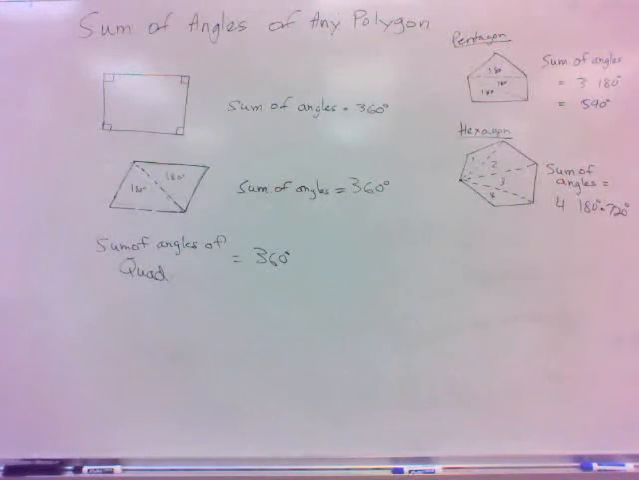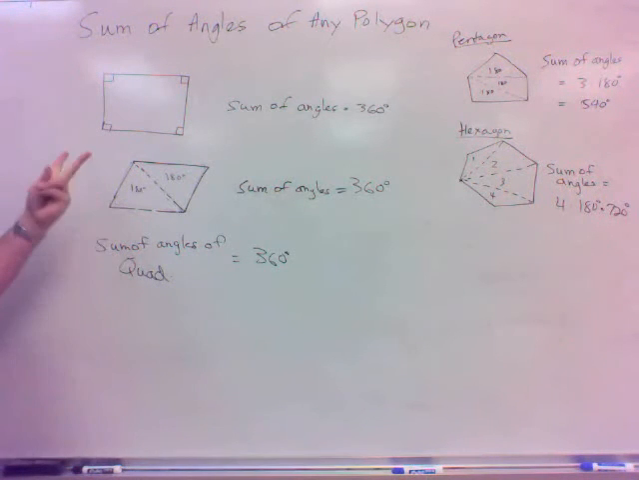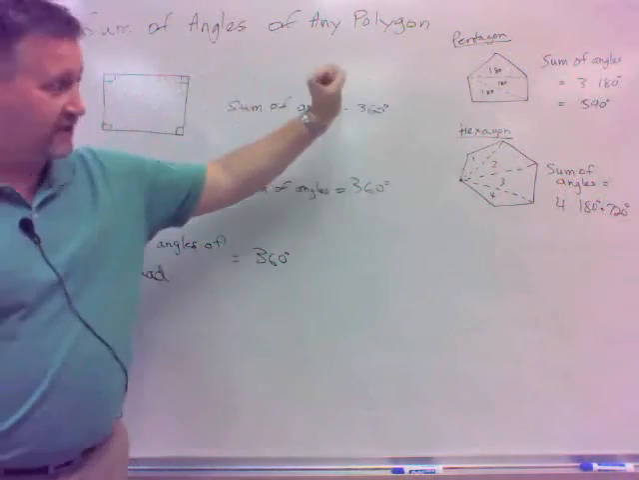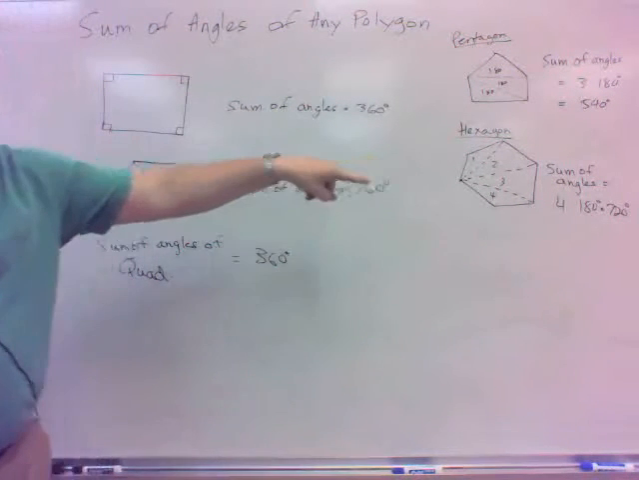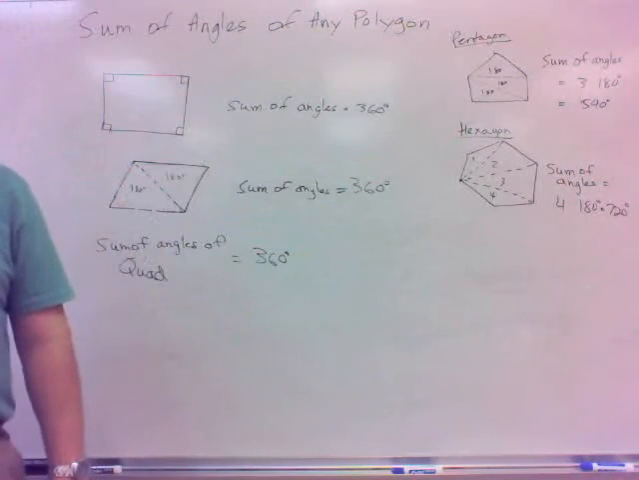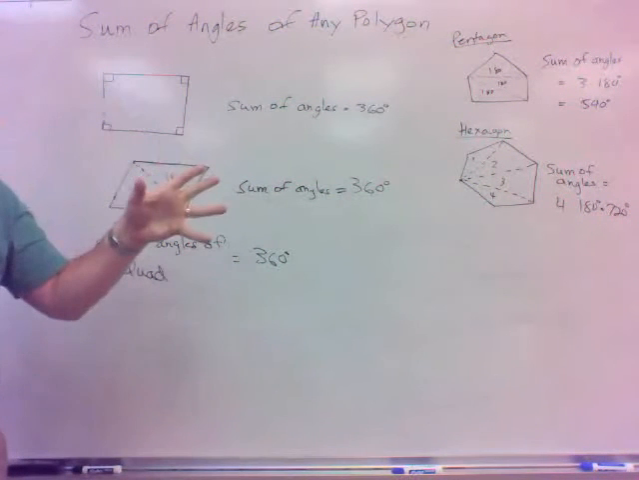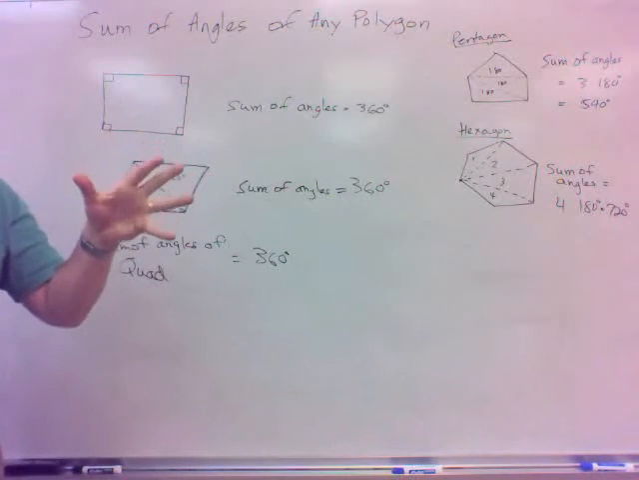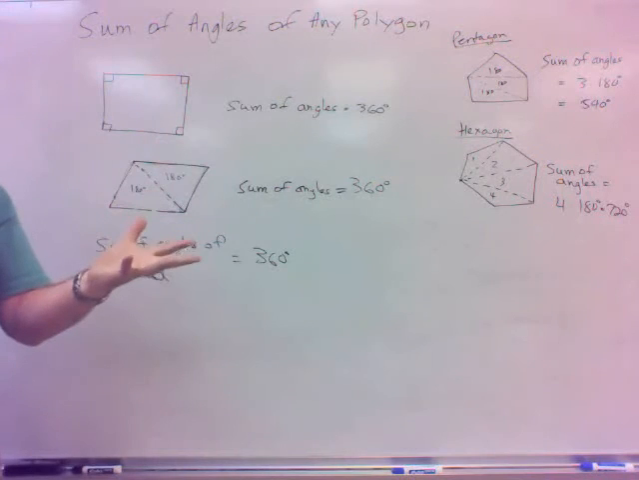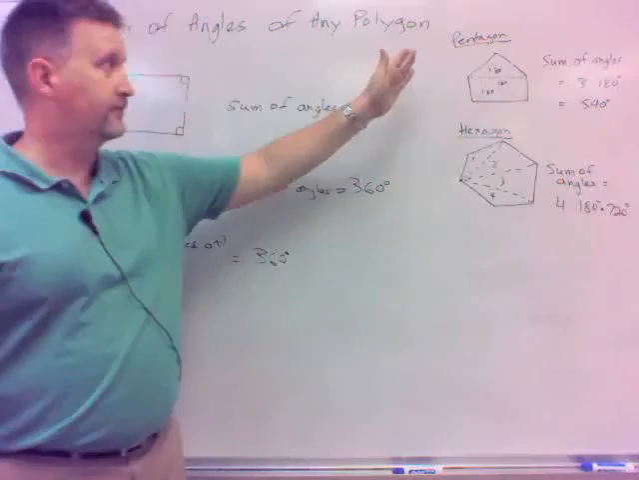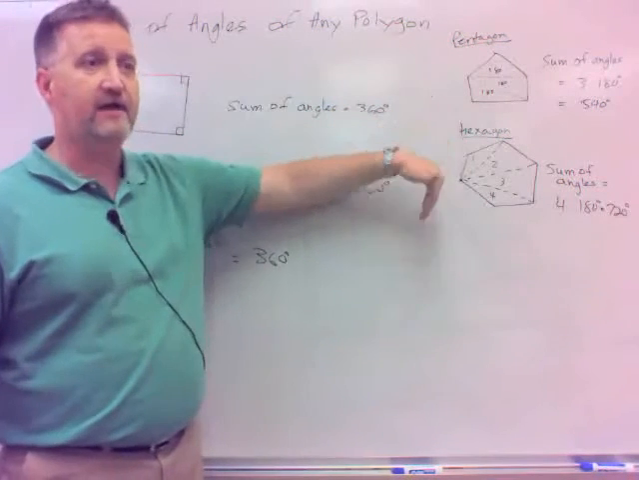Let's note, though, if there's a bit of a pattern here. I think there is. We had 4 sides, we had 2 triangles. We have 5 sides, we have 3 triangles. We have 6 sides, we have 4 triangles. What is the pattern? Well, if I go to 7 sides, how many triangles am I going to have? 5 triangles, right? I'm adding a triangle. Every side I add a triangle.